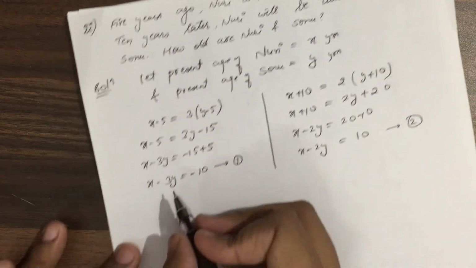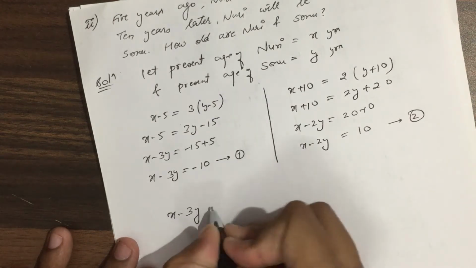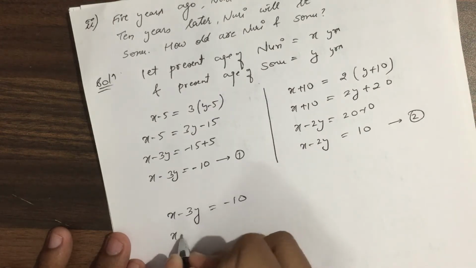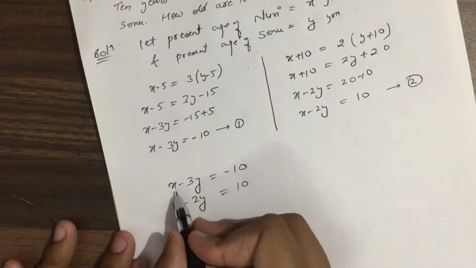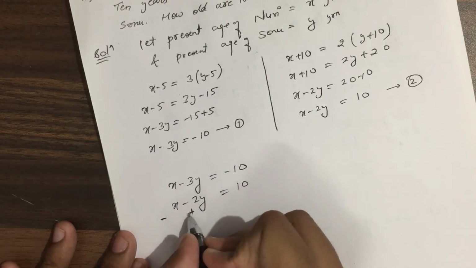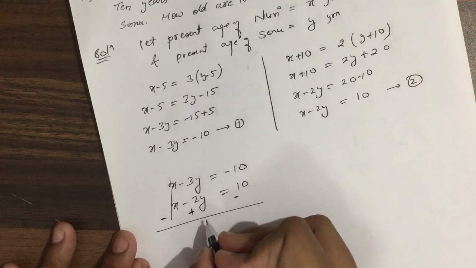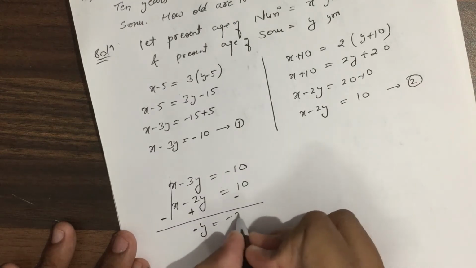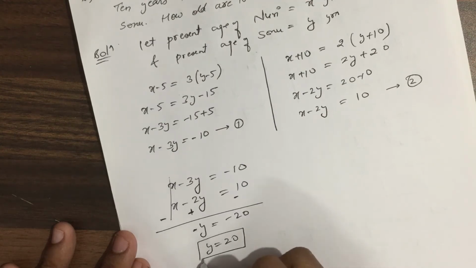So now we have to solve this equation using elimination method. So x minus 3y equal to minus 10. X minus 2y equal to 10. Here the coefficients of x are 1 and both are same sign, so we will subtract, and when we subtract, signs will be reversed. Minus 3y plus 2y will give you minus y equal to minus 20. This will give you y equal to 20.